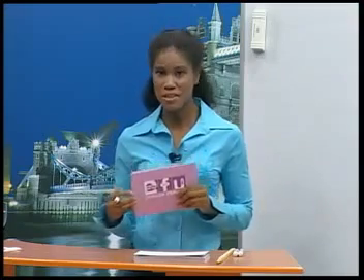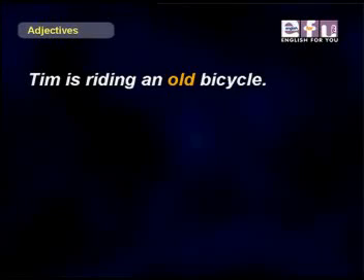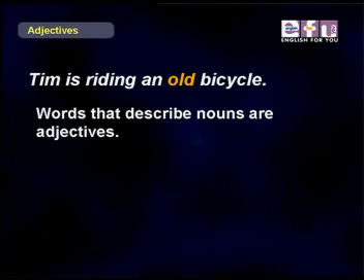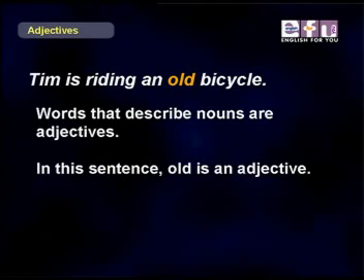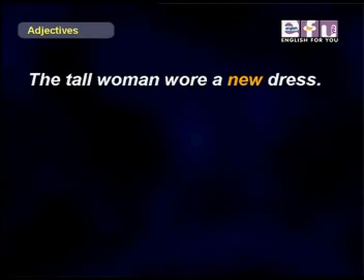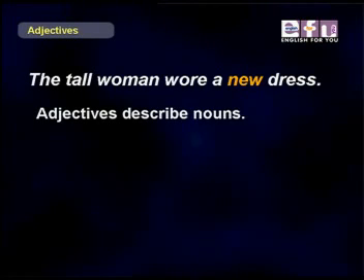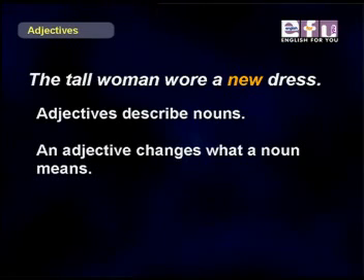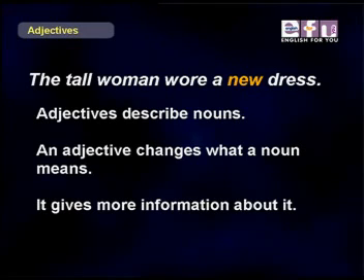Now let's look at the chart to help you remember how to use adjectives. Follow along on your screen. Example, Tim is riding an old bicycle. So words that describe nouns are adjectives, as we just learned. In this sentence, old is the adjective. It describes bicycle. Next example. The tall woman wore a new dress. So remember, adjectives describe nouns. An adjective changes what a noun means. It gives more information about it.